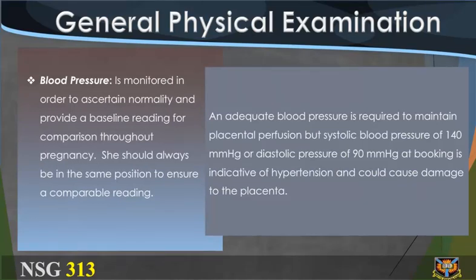Blood pressure is monitored in order to ascertain normality and provide a baseline reading for comparison throughout pregnancy. She should always be in the same position to ensure a comparable reading. An adequate blood pressure is required to maintain placental perfusion. Systolic blood pressure of 140 mmHg or diastolic pressure of 90 mmHg at booking is indicative of hypertension and could cause damage to the placenta.